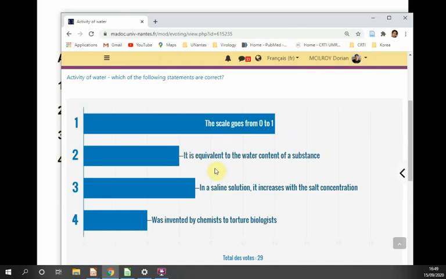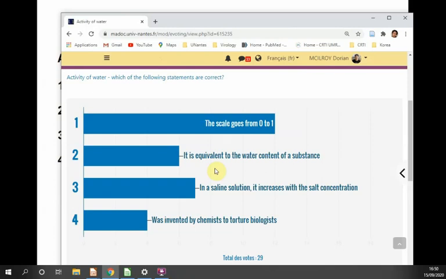It's equivalent to the water content of a substance. That's not true. Two different foodstuffs can have the same water content in terms of percentage or amount, but depending on what other molecules are in there, the activity of water will not necessarily be the same. So this is very important to realize. This is not actually the same thing. Depending on how much the water molecules interact with everything else you've got in there, they'll be more or less retained.